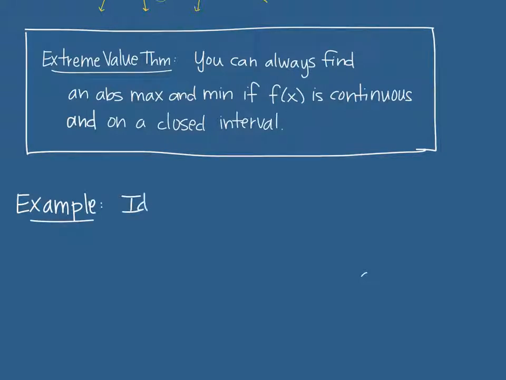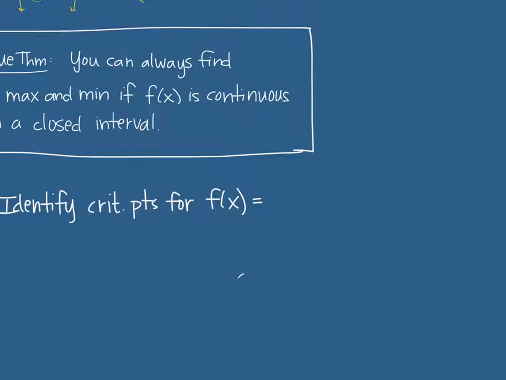Identify the critical points for the following function. The function is f of x equals x cubed minus 75x plus 100 on the interval 0 to 6, open.